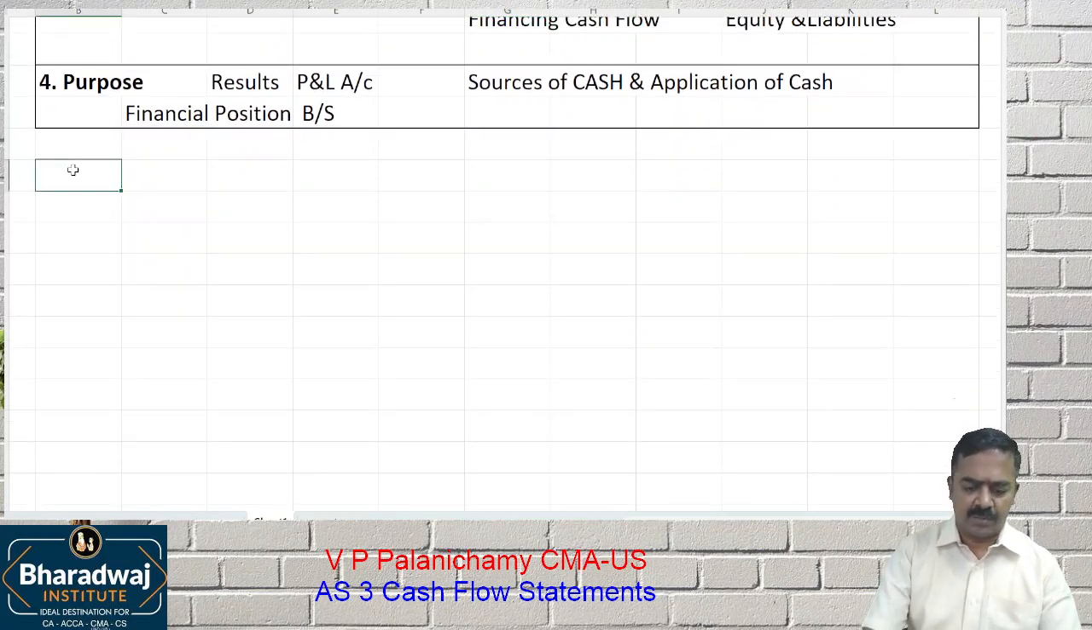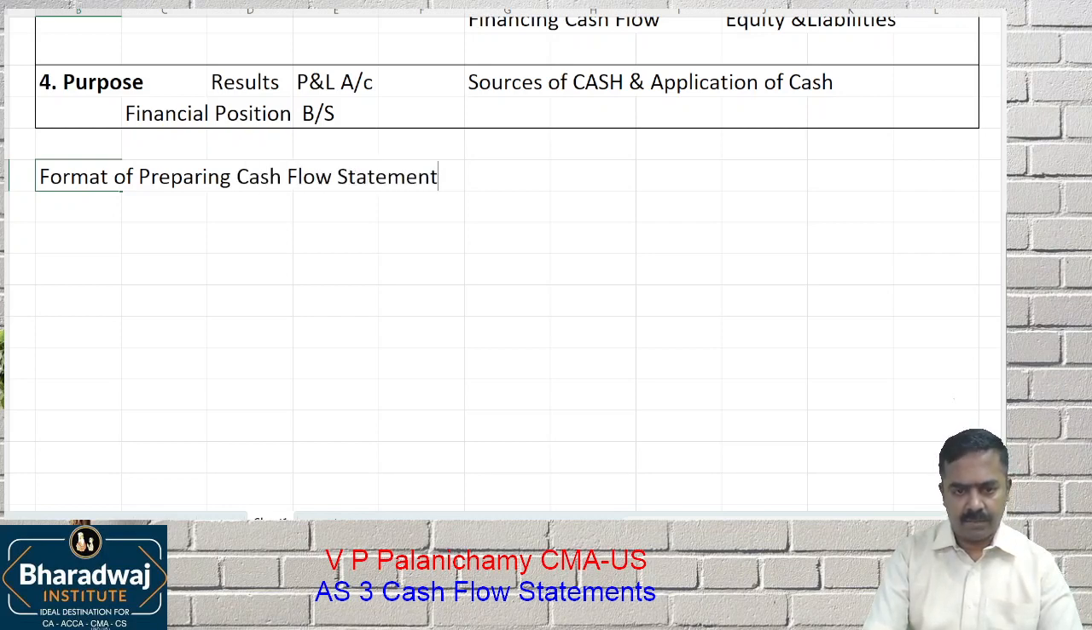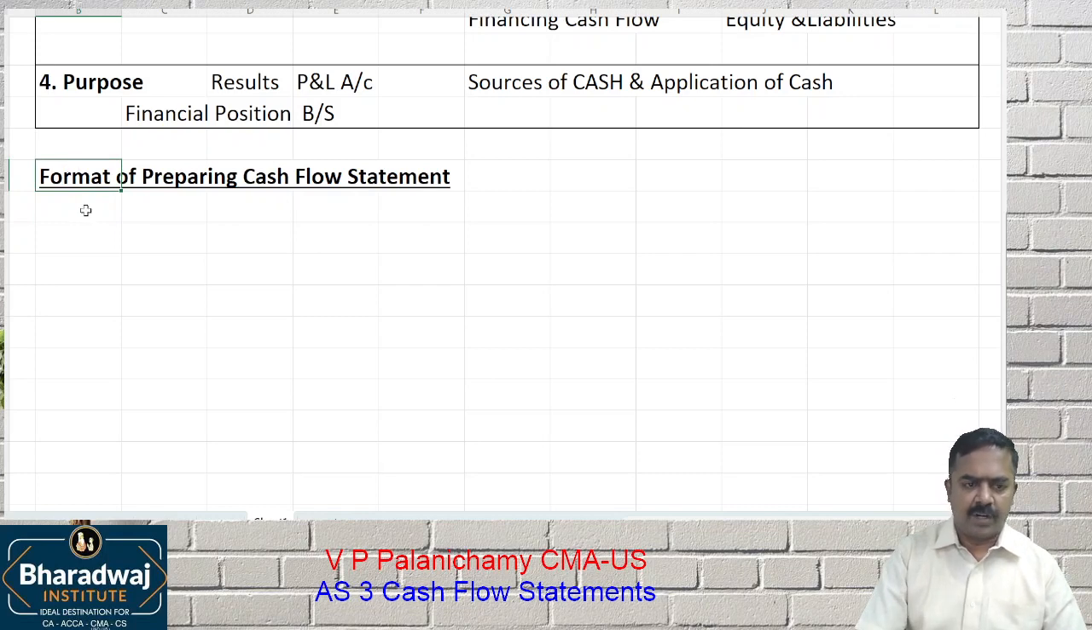Format of preparing cash flow statement.